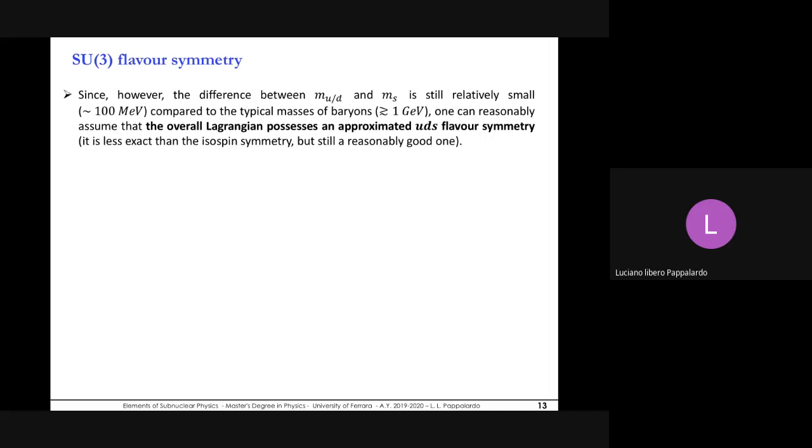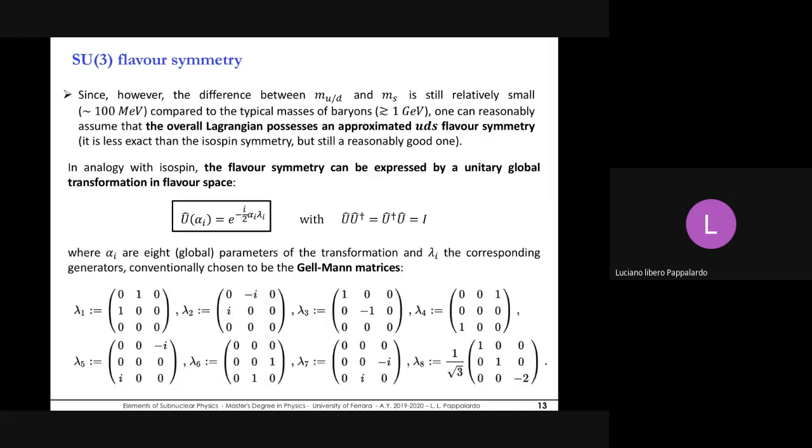So it is more approximate than the isospin symmetry, but we can still use this symmetry to make predictions. And in fact, the predictions then turned out to be in very good agreement with the experimental results, as we will see. So now we have to extend our formalism that we introduced for the isospin to include also the strange quarks, to extend our isospin symmetry to this more general flavor symmetry. The flavor symmetry can be expressed by a unitary global transformation in the flavor space, given in this way. But now the dimension of this transformation is higher.